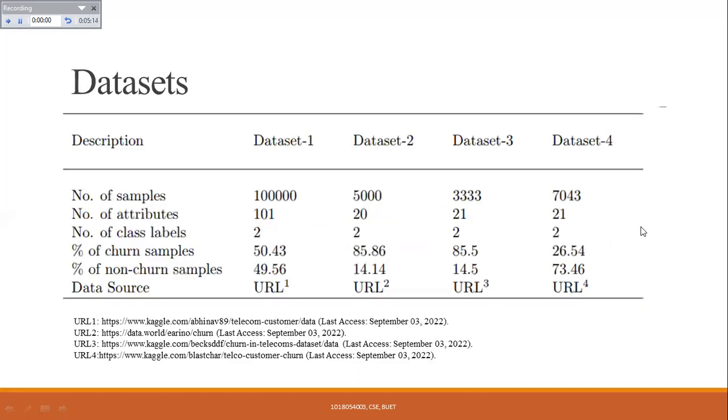Now, the methodology. This slide shows the data sets. This describes the data sets. Data set 1 has one lakh instances, and data set 2 has 5,000. Data set 3 has more than 3,000, and data set 4 has more than 7,000. First, data set 1 is the balanced data set, and data sets 2, 3, and 4 are the imbalanced data sets.